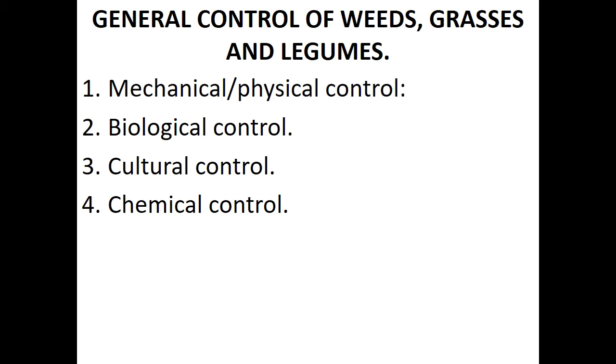We have chemical method. This one you can also use. You can control weed by using chemicals known as herbicide. Basically, there are two types of herbicide that we use in controlling the weed. We have the selective herbicide and non-selective herbicide. These are the two types of herbicide that we use to control weed. Let me explain some more on the two types of herbicide.